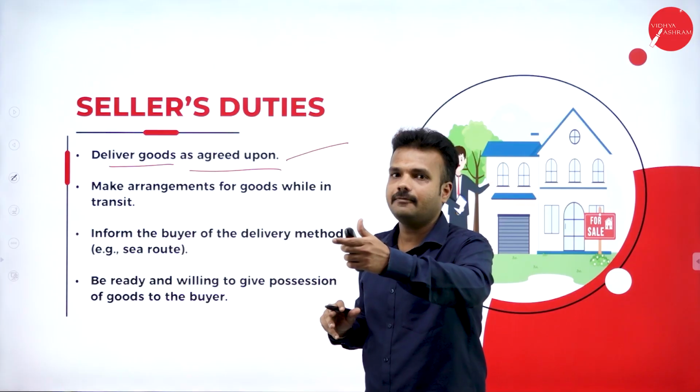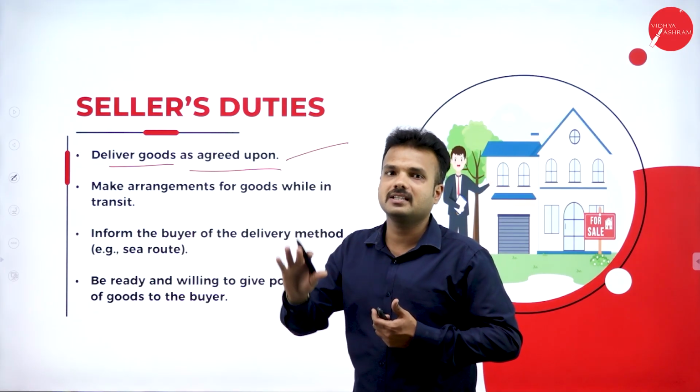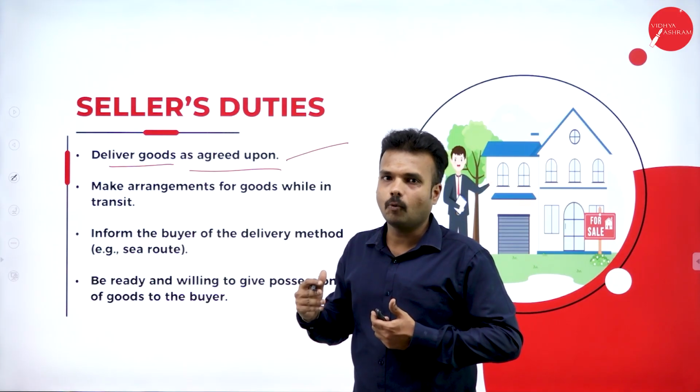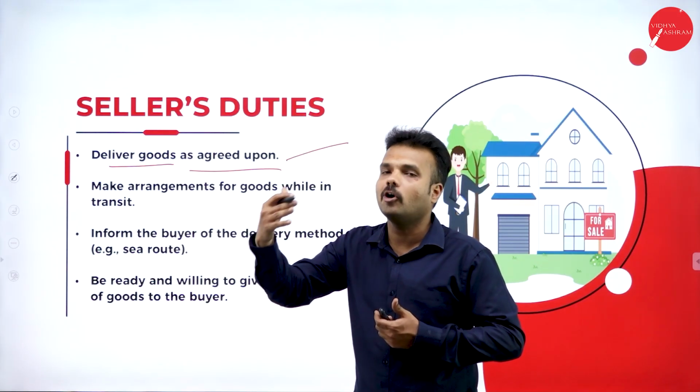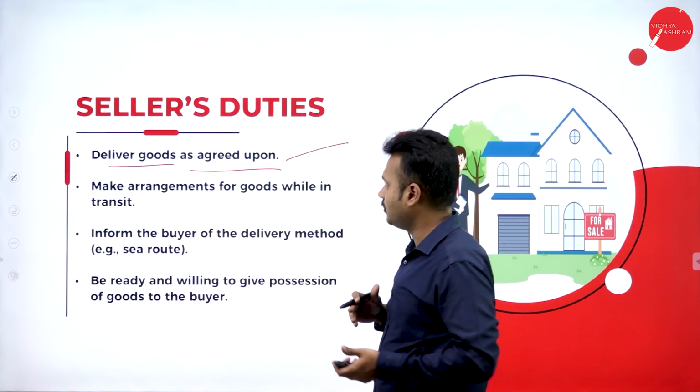So what happens if a black color Apple iPhone is delivered to me? I am going to neglect or reject the goods. I am not going to accept the goods because I did not get what I had expected, what I had ordered. So as a buyer, I have a right to reject the goods or a commodity.